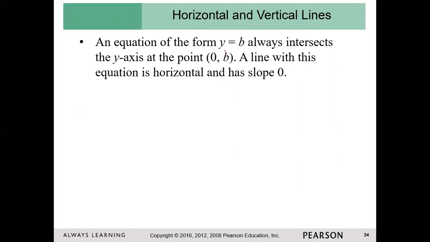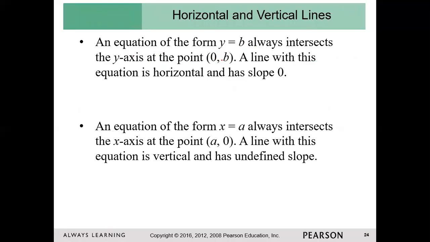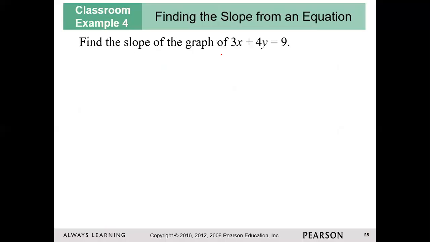So this right here is representing the y-intercept, and a line with this equation is horizontal and has slope 0. The equation of the form x equals a number always intersects the x-axis at some point (a, 0), and the line with this equation is vertical and has an undefined slope, which is exactly what we just talked about.